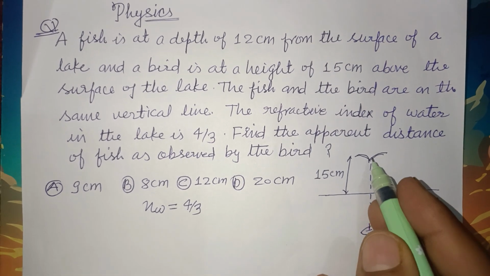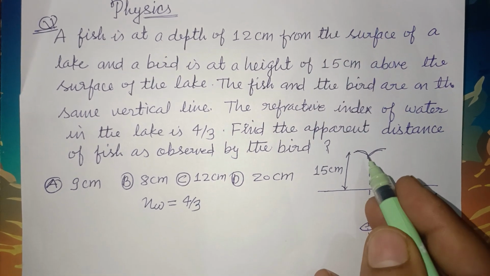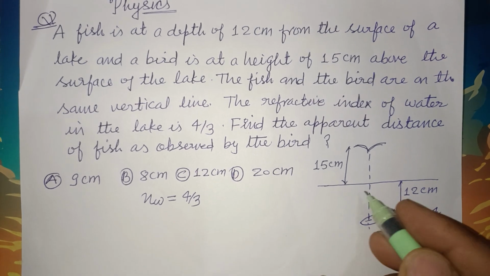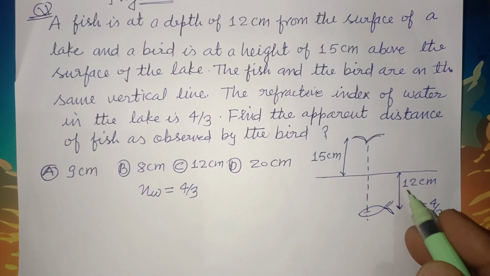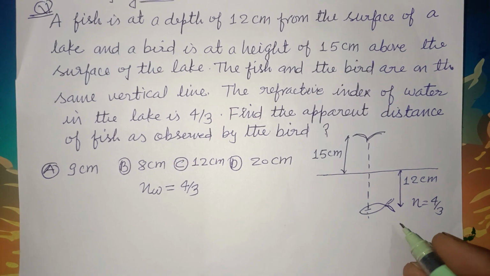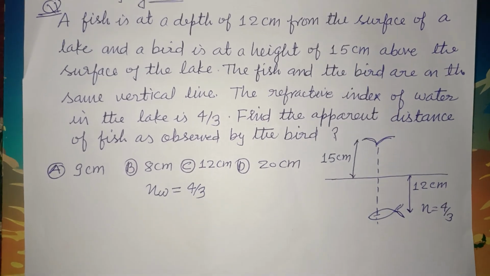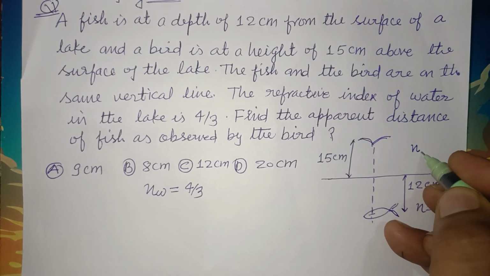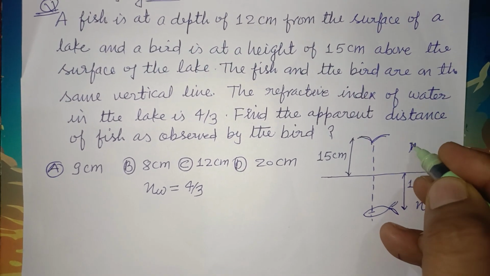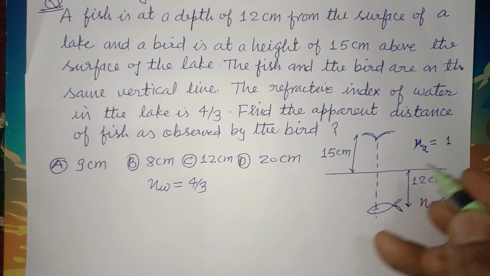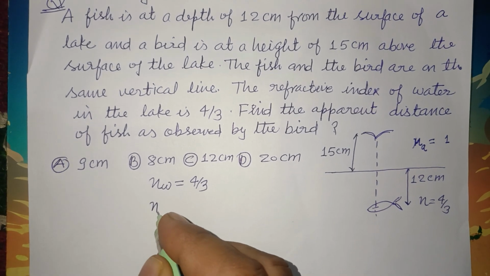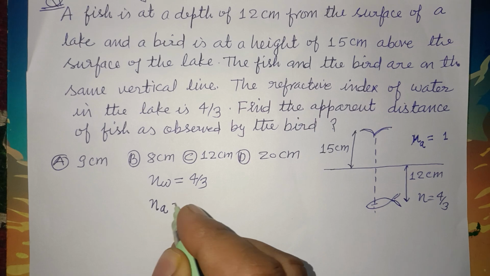So the bird is at a height of 15 centimeter from the surface of the lake, and the fish is at 12 centimeter from the lake surface, and this is air. So mu of air is 1. We write it as n of air, that is 1.